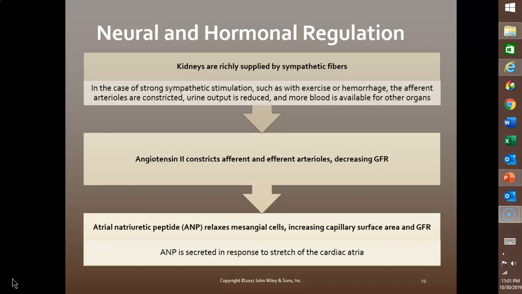The second is atrial natriuretic peptide. Now remember, this was something that you looked at with the nervous system. So stretching of the atria, for instance, when you have an increased blood volume and increased blood pressure, is going to stimulate the atria to release ANP. This causes relaxation of the glomerular cells and increases the capillary surface available for filtration. So glomerular filtration rate rises as the surface area increases, so that more fluid is filtered out.